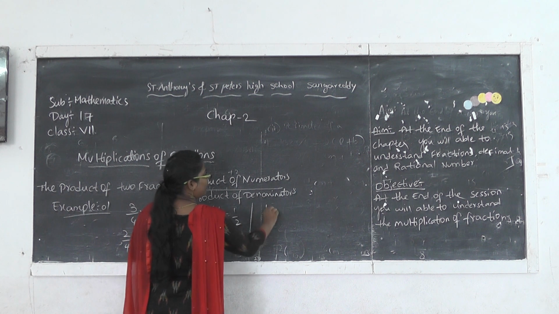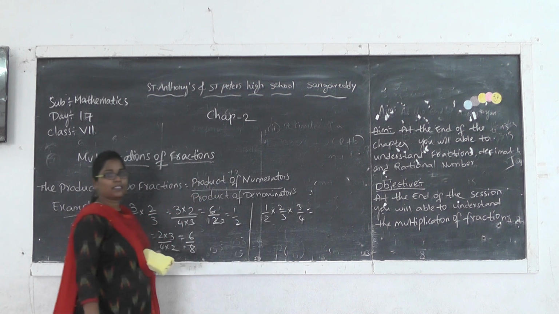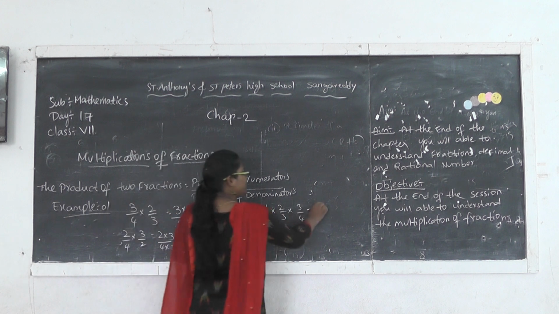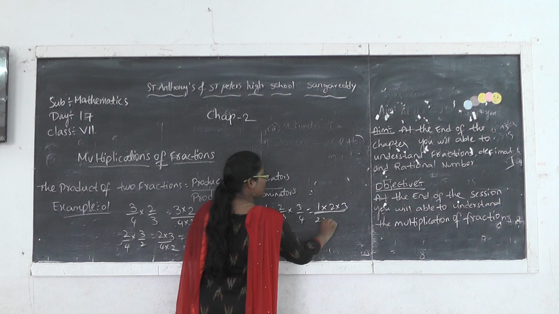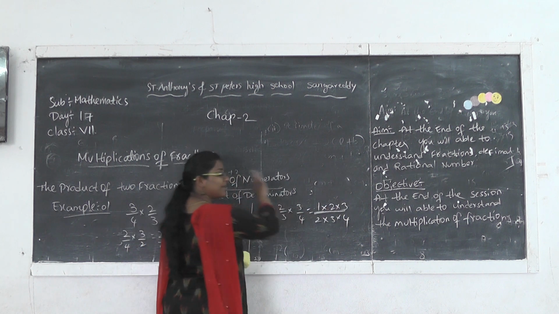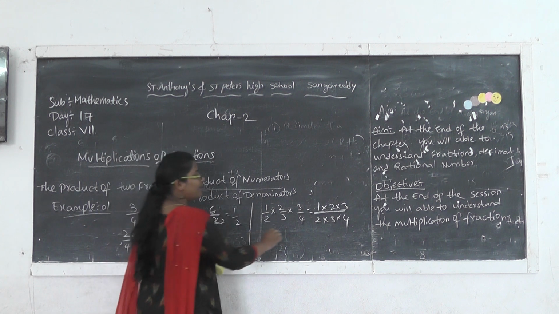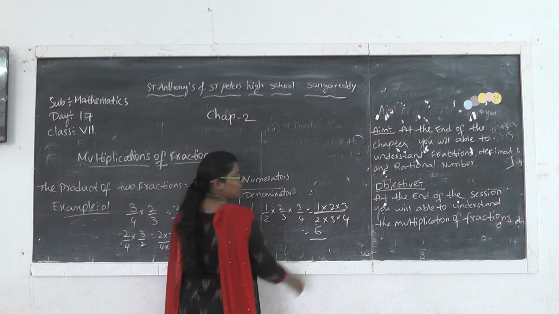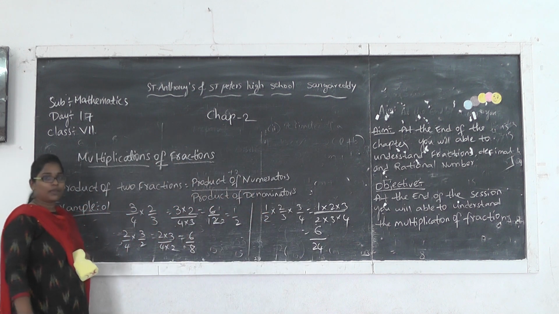Let me take 1/2 into 2/3 into 3/4. We have to multiply these fractions. How do we do it? Multiply all the numerators: 1 into 2 into 3, by 2 into 3 into 4. Multiply all the numerators and write in the numerator, and multiply all the denominators and write in the denominator space. Now 1 2s are 2, 2 3s are 6, by 2 3s are 6, 6 4s are 24. 6/24 is the answer. Are you able to understand?